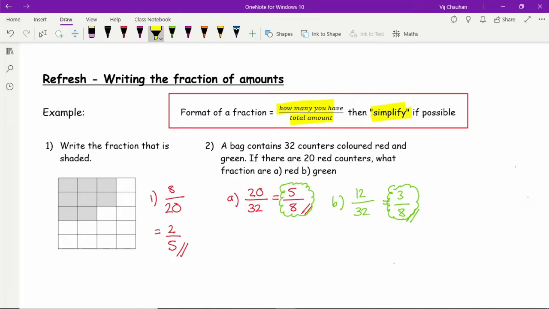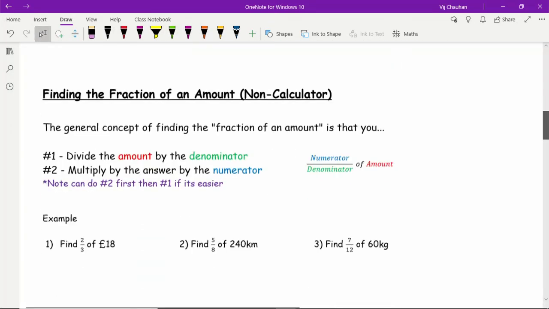You could lose marks, even if it's worth 1 mark, if you don't simplify your fractions, and that's something that starts right from primary school all the way up to A level. It's just expected that if you can simplify a fraction, you simplify it. So let's move on to finding the fraction of an amount.